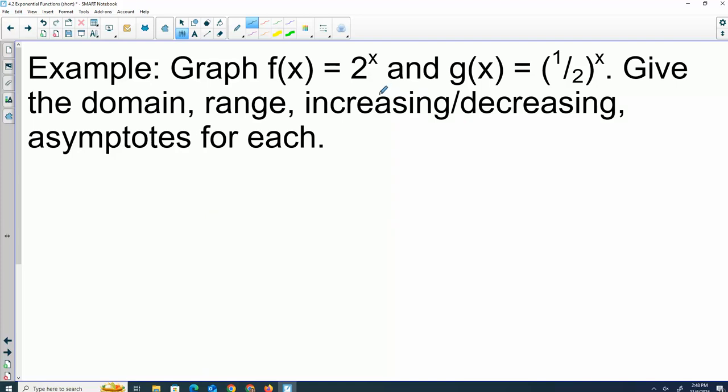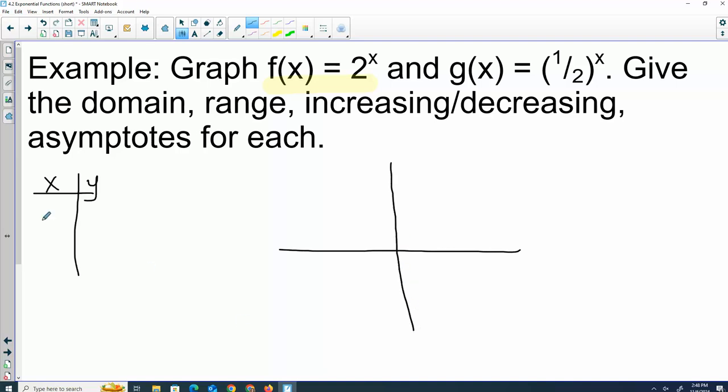So I want to graph f of x equals 2 to the x, and then we'll do 1/2 to the x. So anytime we're graphing something new, we make a t-chart. All right, when we are graphing, we plug in some numbers for x. So maybe a 0, 1, 2, but is it a good idea to only do positive numbers? No, so let's try some negatives as well.